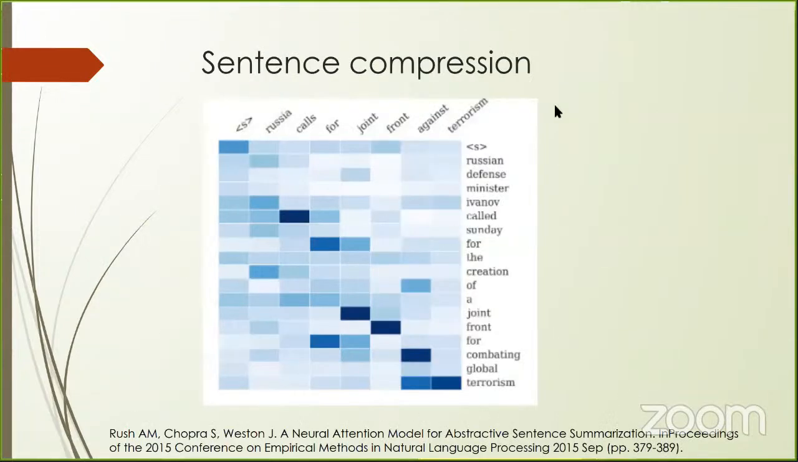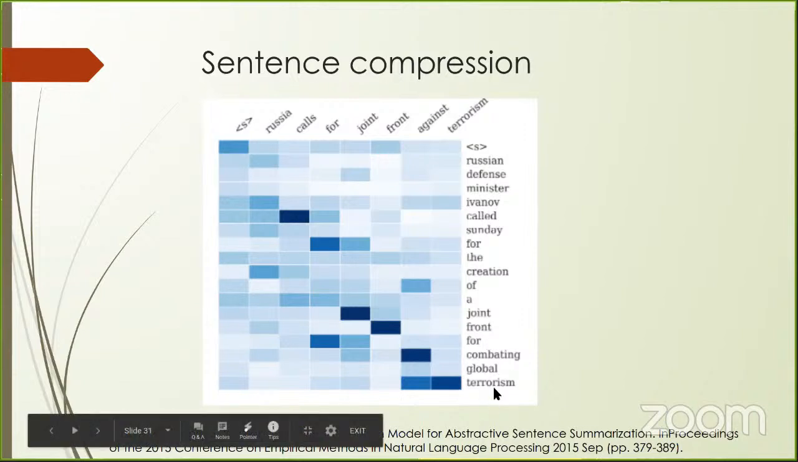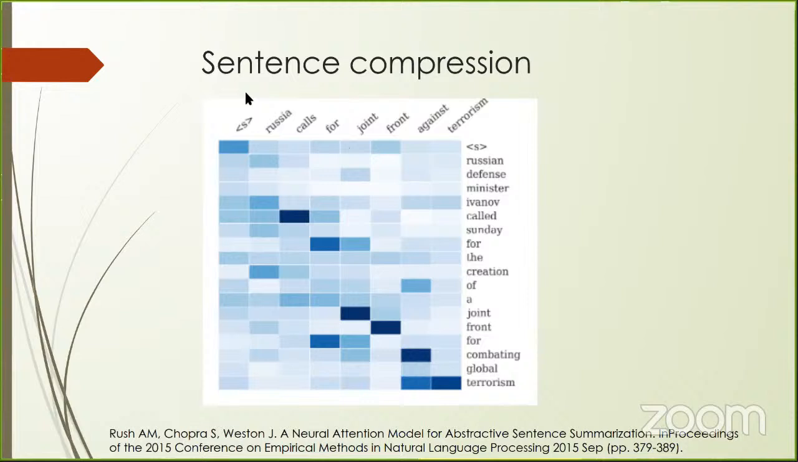Say, for example, I saw Russian. I encoded this column into a single vector, which predicted my first word as Russia. Then I feed Russia back into the system and say, this was my input, this is what I have generated so far, what should be my next word? So it will generate calls. And then again, for joint front against terrorism. As simple as that.